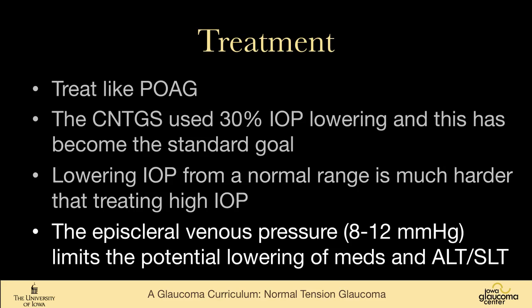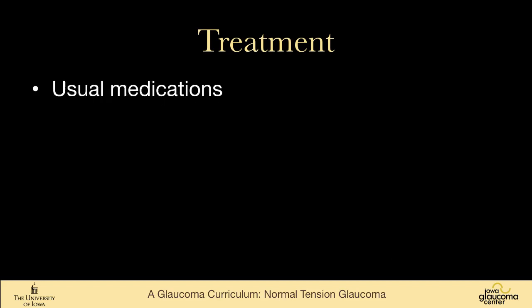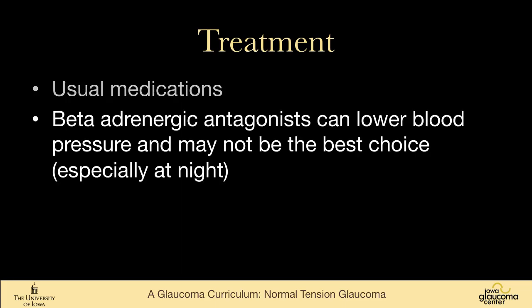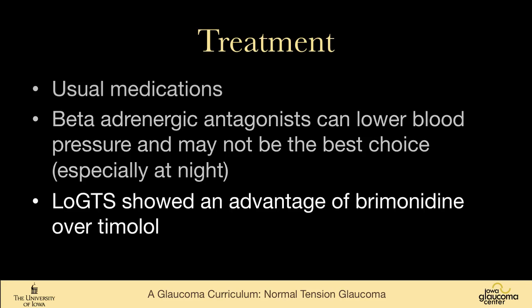Remember that the episcleral venous pressure is somewhere around 8 to 12 millimeters of mercury, and that's the potential lower limit of medications and trabeculoplasty. So we use the usual medications, but tend to avoid beta blockers because they can lower the blood pressure and they are not very good at lowering intraocular pressure at night. The LOGTS study, which I'll talk about in a minute, showed an advantage of brimonidine over timolol. I think most people would start with a prostaglandin analog because it is the most effective at lowering the intraocular pressure.